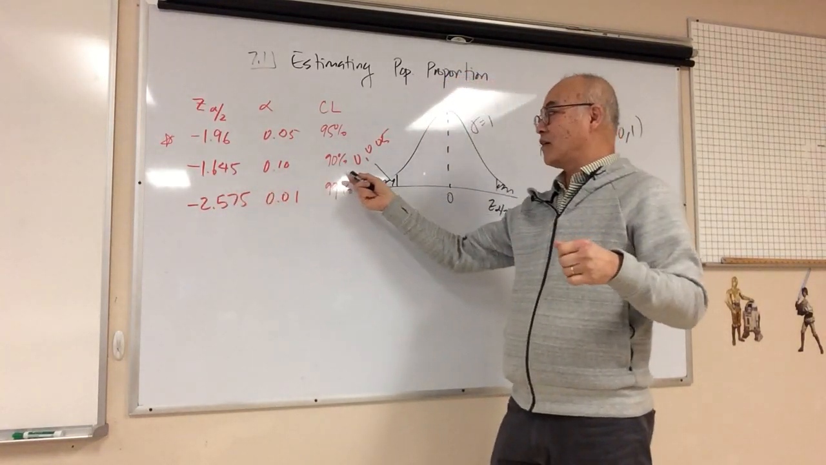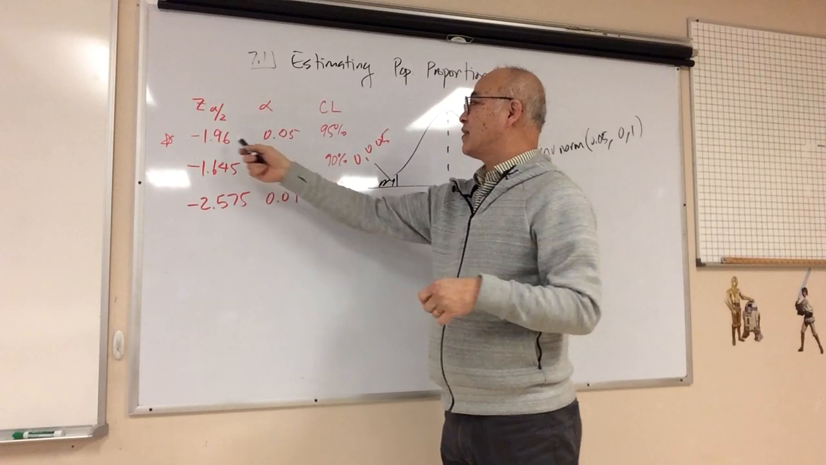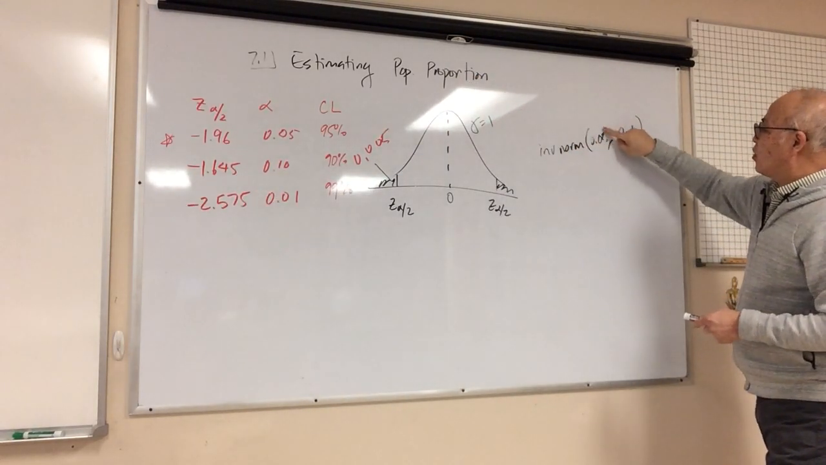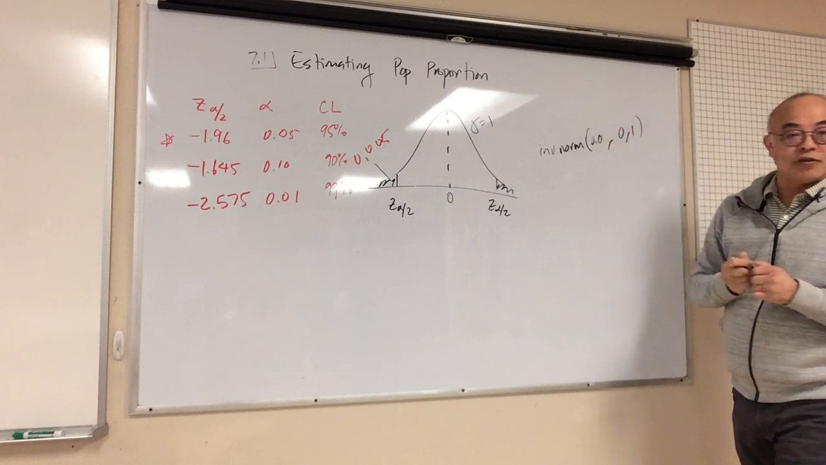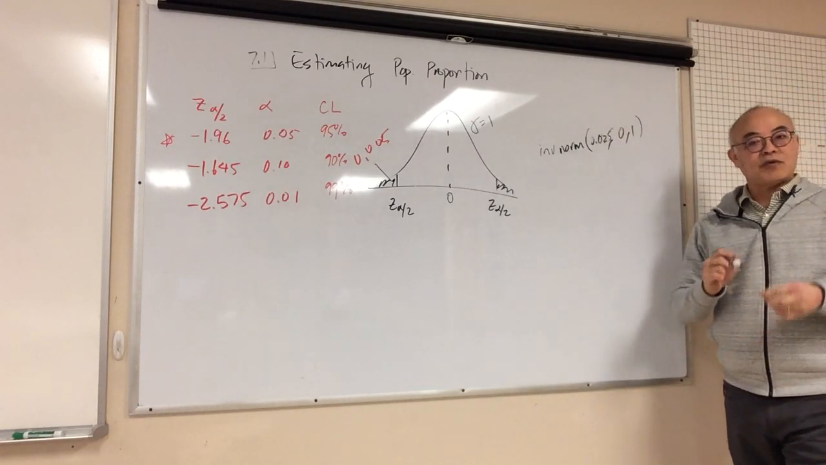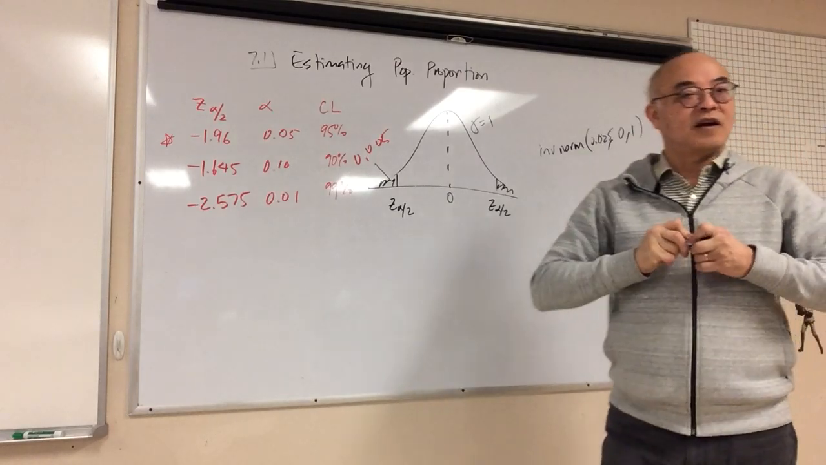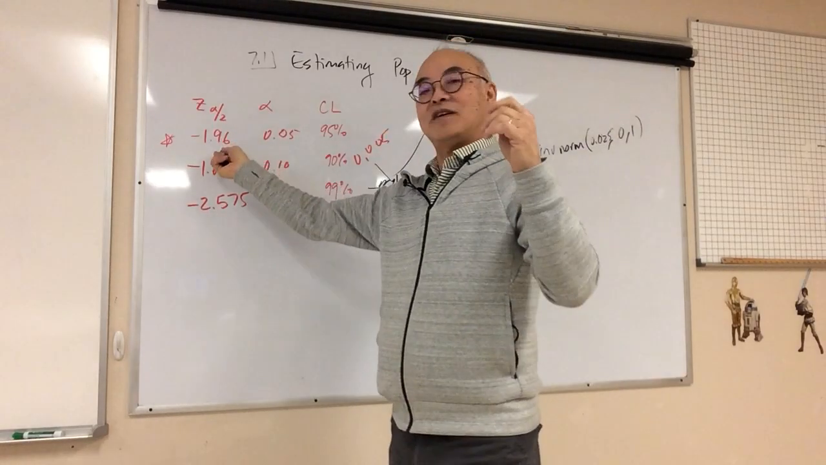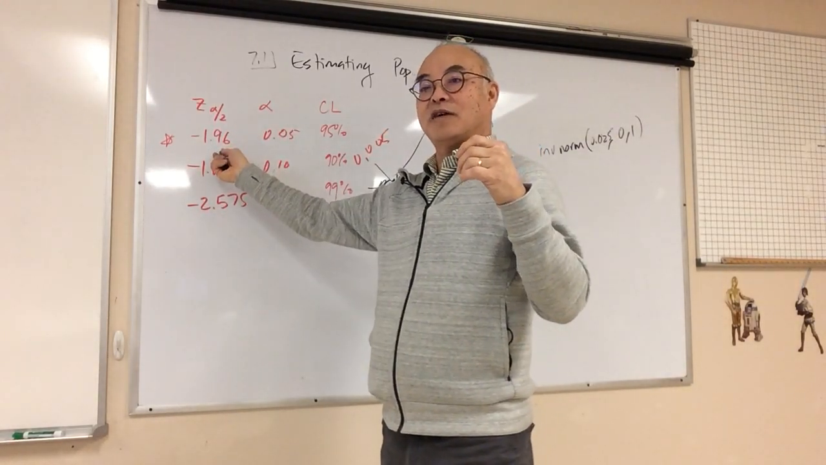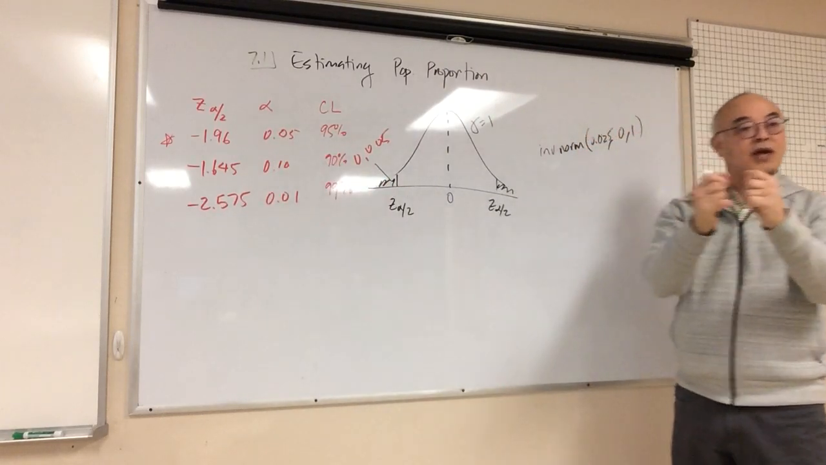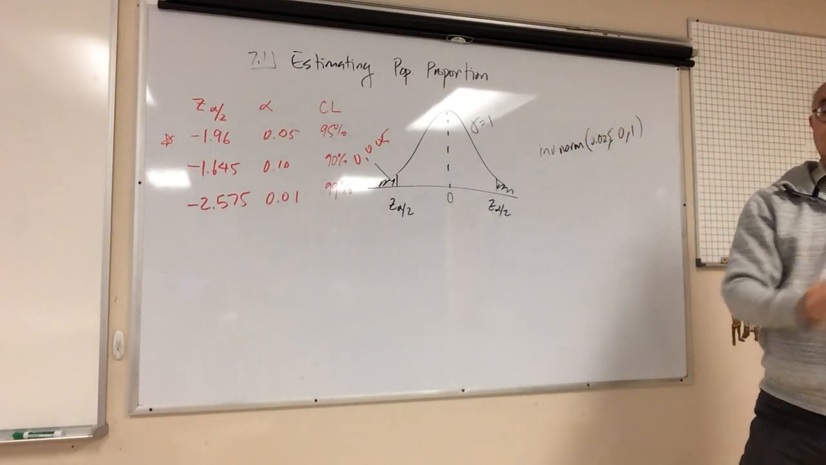In order to get this guy, what am I going to change here? To make the area 0.025, I have to go 0.025, correct? If I do that, what do I get? Negative 1.96. But you see that this is readily available on your calculator.